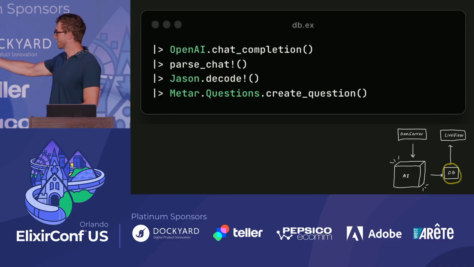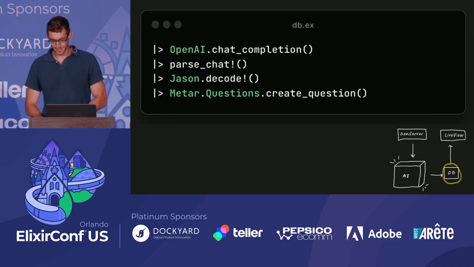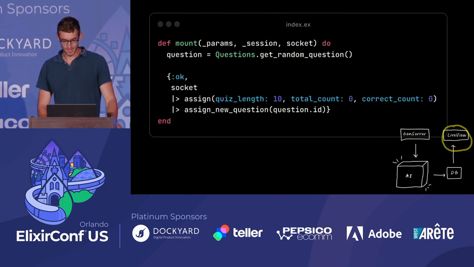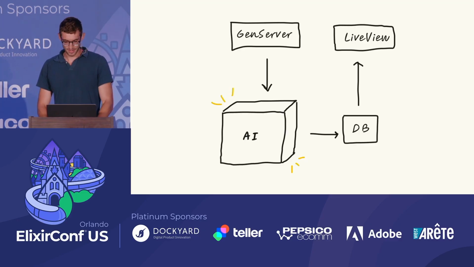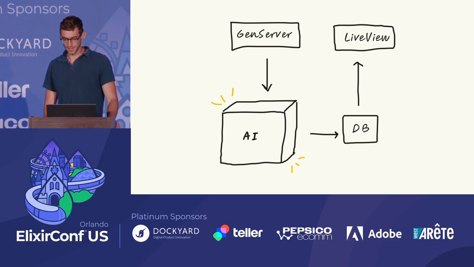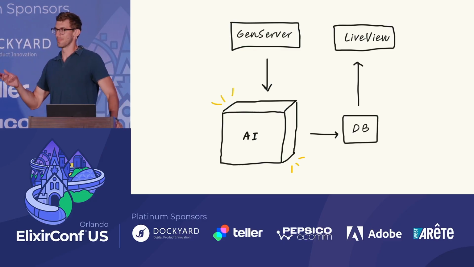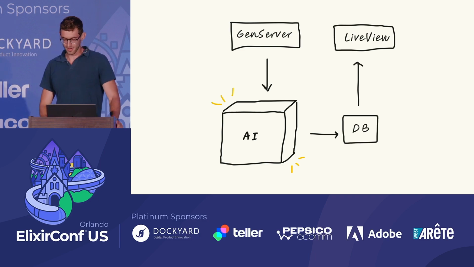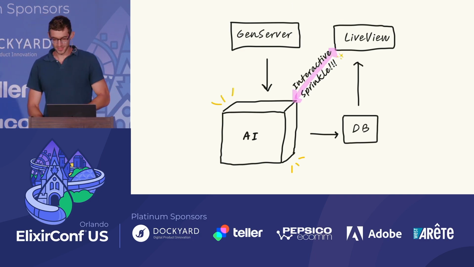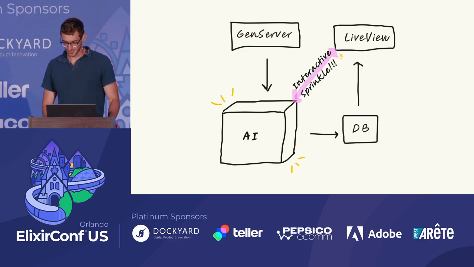Then the next step in our pattern is we save to the DB, which is really just decoding and then creating the question in Ecto. And then we render it in LiveView. So the pattern is again, it's quite straightforward, but really powerful. And I think it gets a step more powerful when you add what I call the interactive sprinkle. And what this means, I think this is best explained with a quick demo.